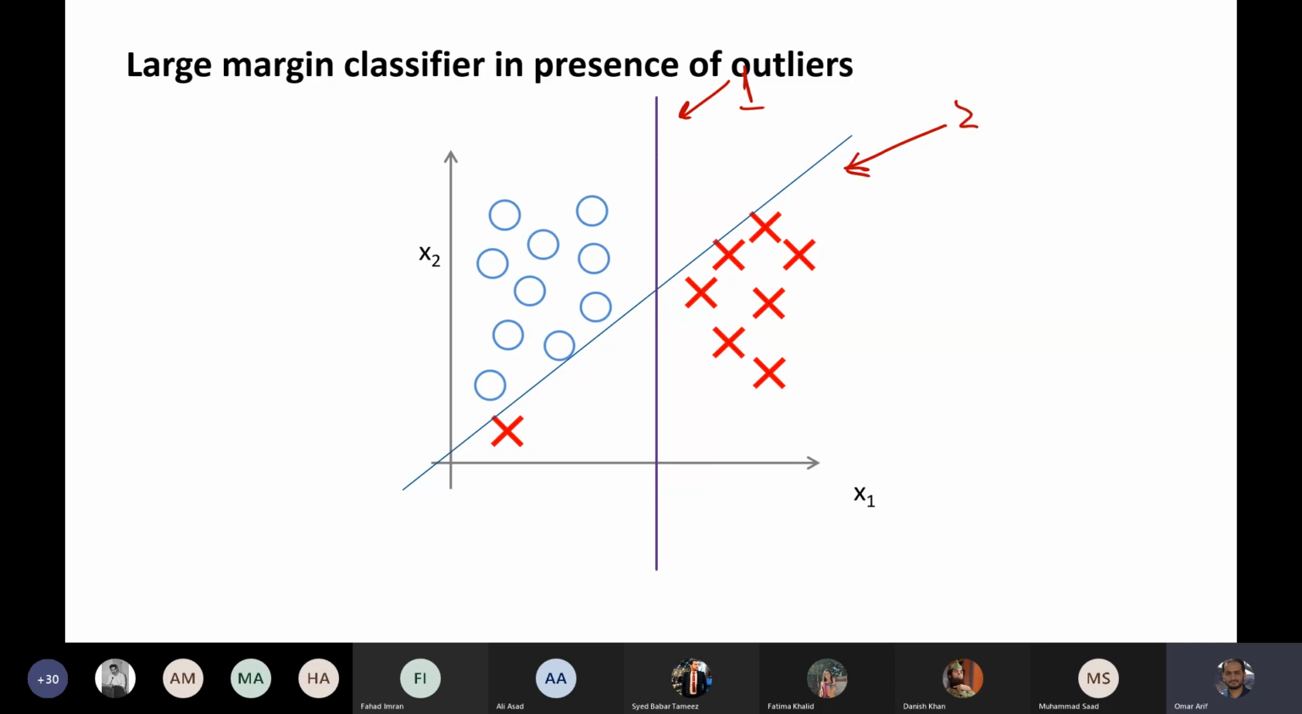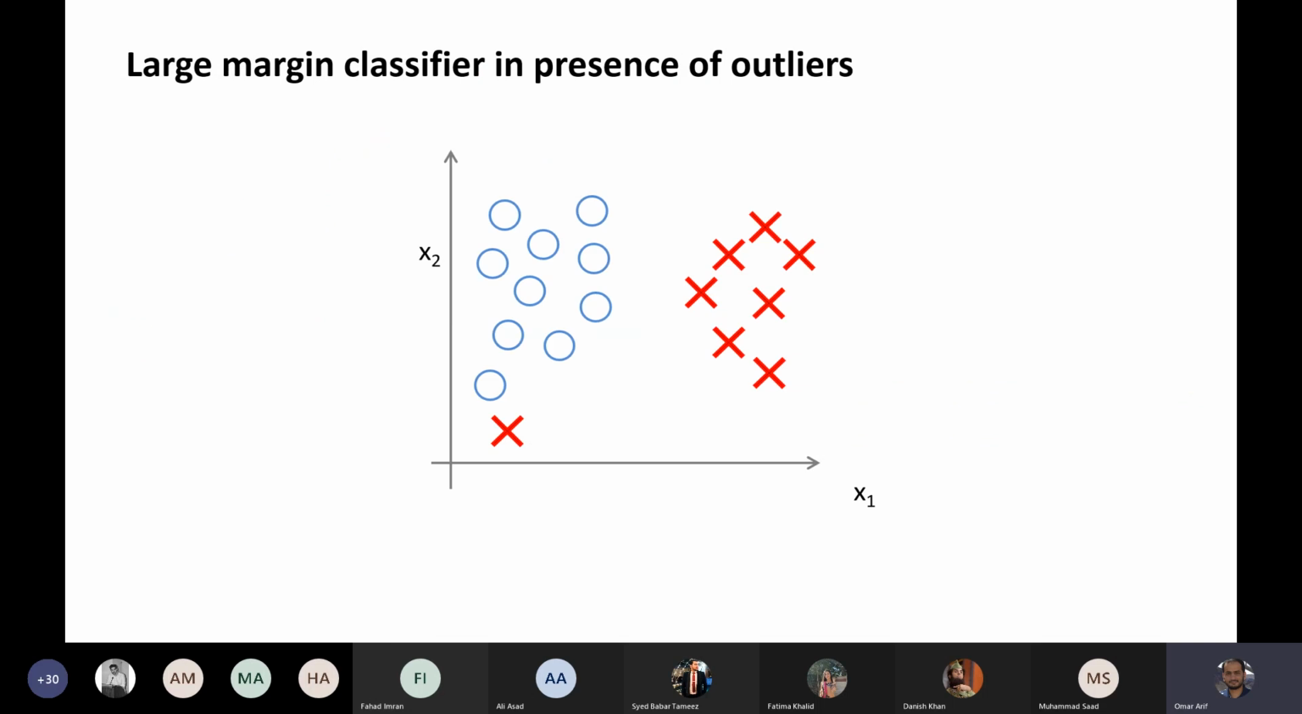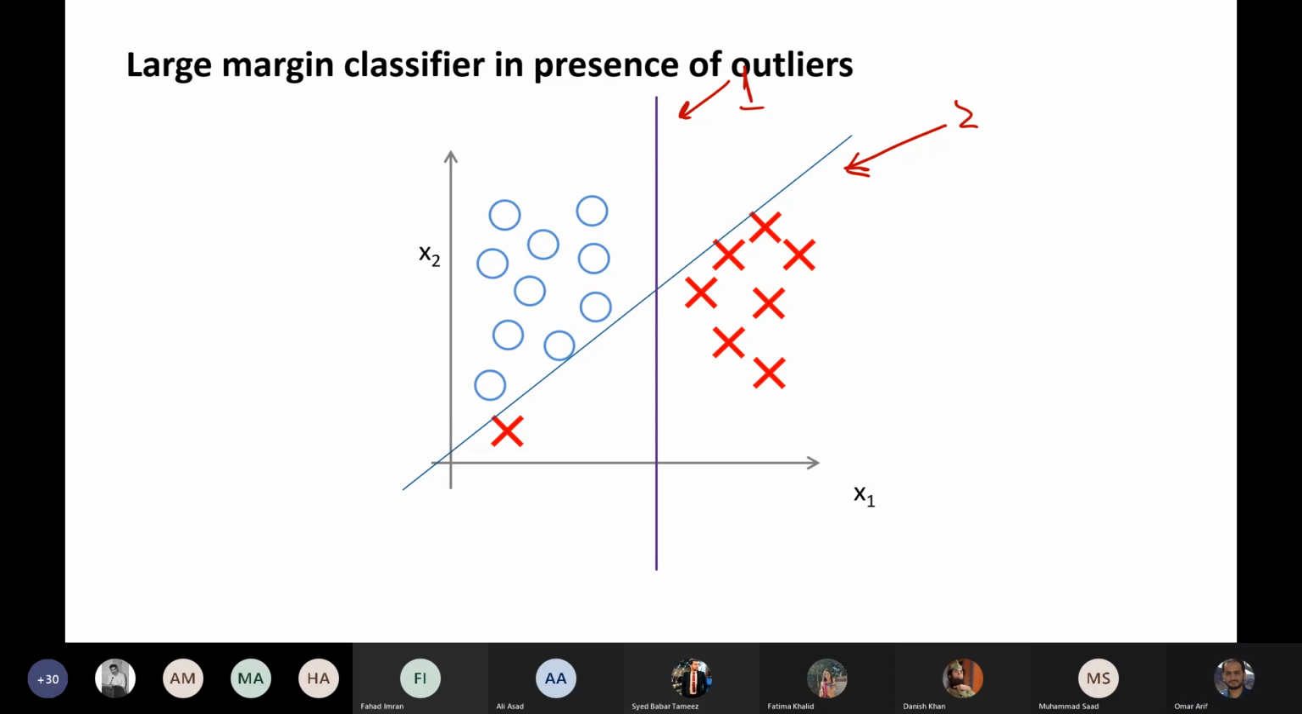Now which one of these two do you think corresponds to a small value of C? Remember, if you have a small value of C, then this part, which is basically trying to maximize the margin, has more weightage, so you will get a decision boundary with a larger margin. So if C is less, which of these two decision boundaries corresponds to a small value of C? Two. I'm talking about small value of C. Margin, first tell me, is the margin of decision boundary 1 larger or of 2?